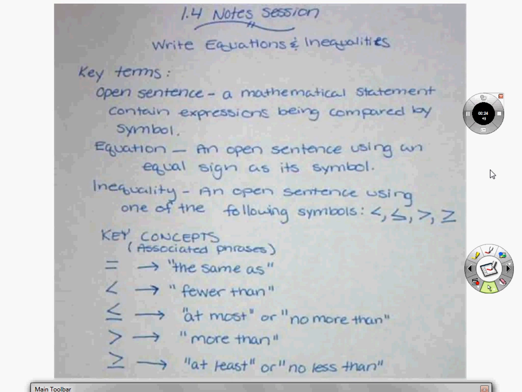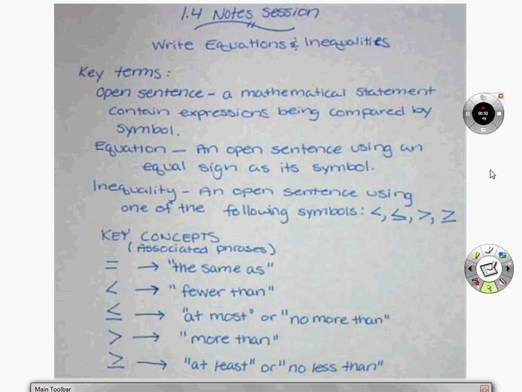Equations and inequalities are both types of open sentences. And just as a quick review, equations have an equal sign in them. Inequalities have one of four signs: less than or equal to, less than, greater than or equal to, greater than. So whenever any of those four symbols are used, that is an inequality.